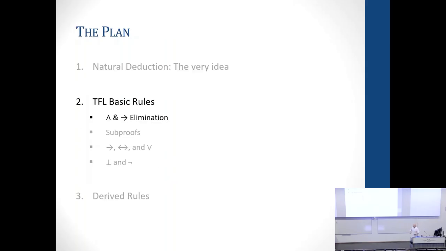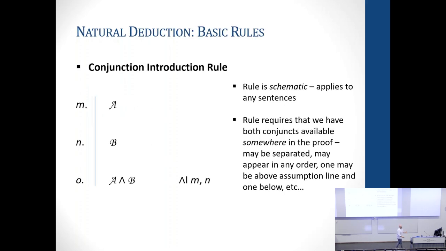So let's talk about our first few rules. We've actually already seen the ones that I want to talk about. The ones to start are our simplest ones. These are conjunction introduction and elimination, and conditional elimination. So, here's our first rule, conjunction introduction. Conjunction introduction says if you have two sentences on a line, staying on that same line, you can introduce their conjunction.